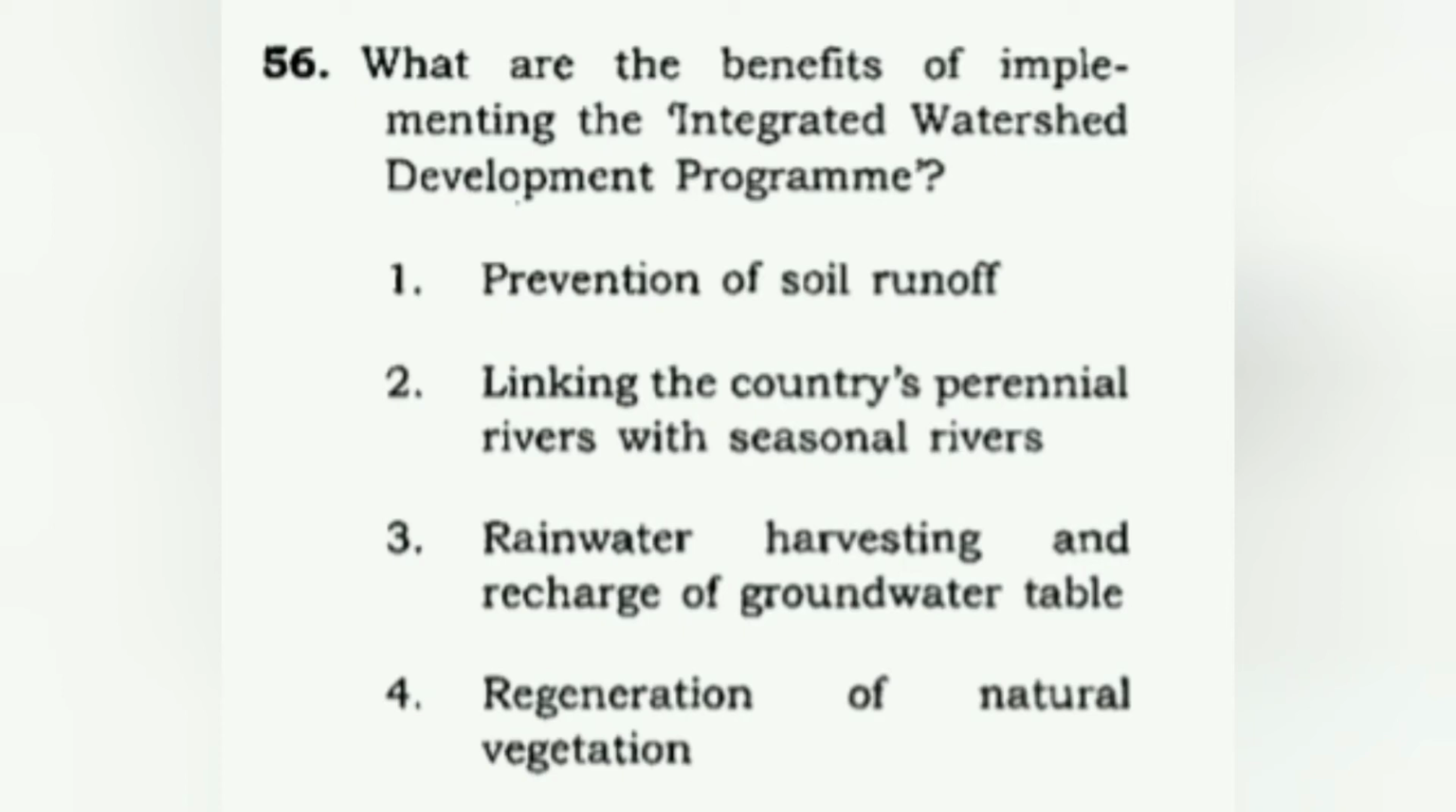Linking the country's perennial rivers with seasonal rivers. This cannot be a benefit, because this is something that would happen if this work is done. Then we have rainwater harvesting and recharge of groundwater table, definitely, and regeneration of natural vegetation. Definitely. So if you know the answer, it's an easy question, but if you do not know the answer, you might just get confused about why UPSC is putting up such an easy question. So accordingly, go ahead with that.